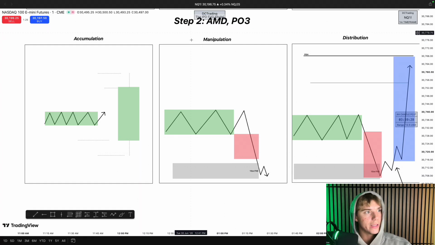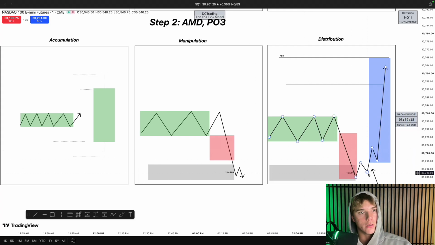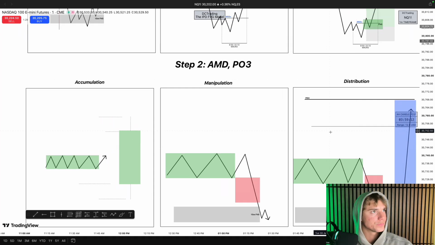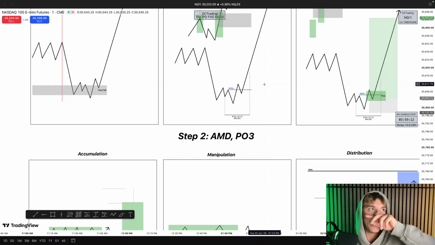Step 2 is going to be manipulation. You want to manipulate down, taking out sell side liquidity into a 15-minute fair value gap, or a 4-hour or a 1 hour. And then you want to distribute up, looking for our entry model, confirming displacement to the upside towards previous day high or London high for a bullish example.